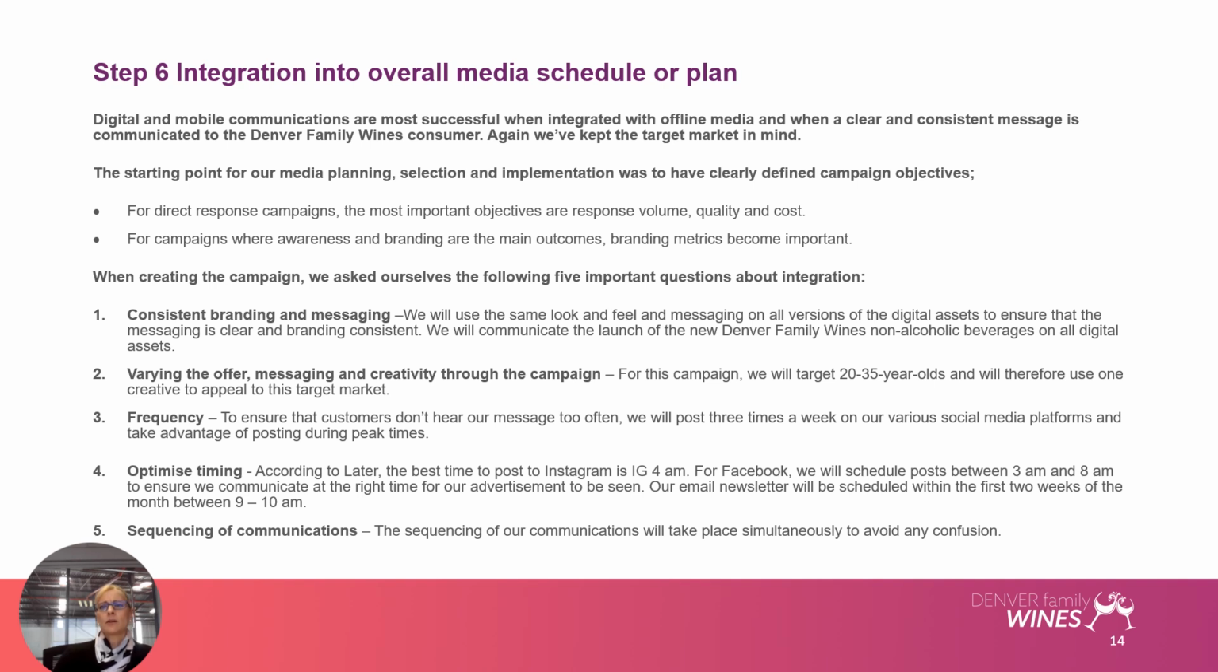Then we looked at optimizing the timing, as I mentioned in the point above. So according to Later, the best time to post to Instagram is 4 o'clock in the morning. And for Facebook, it is between 3 a.m. to 8 a.m. So we will be posting between these times to communicate at the right time for our advertisements to be seen. Our newsletters will be scheduled within the first 2 weeks of the month between 9 to 10.